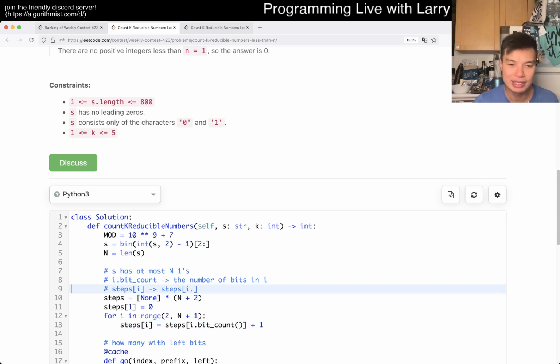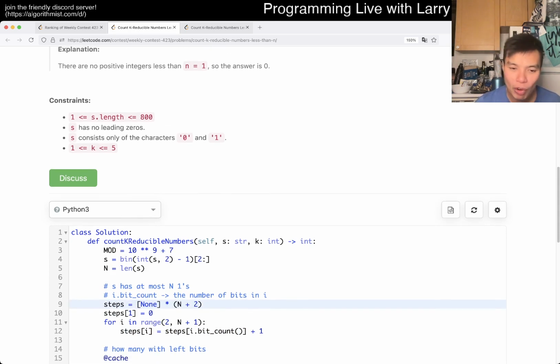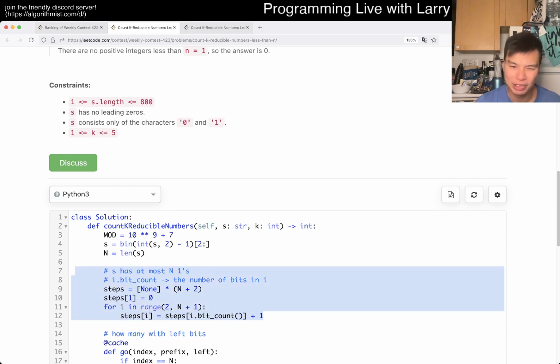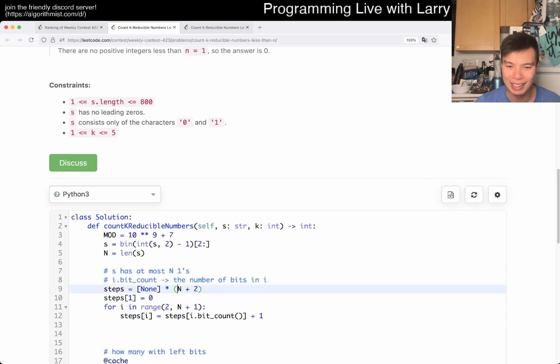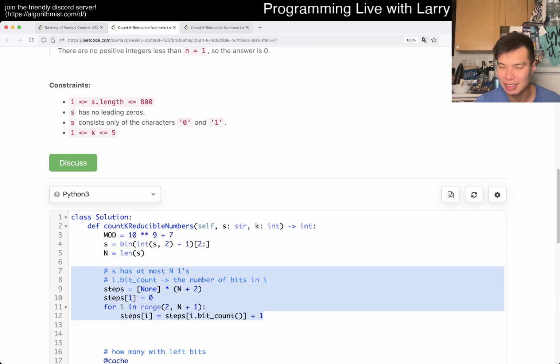But the idea here is, how many steps does it take to get to i.bit_count? So the next step is going from i to bit count. So you just do this from 1. And this is, I guess, dynamic programming. This is the same across all inputs, so you can pre-process this, but it's also not a big deal because n only goes up to 800. So an extra 800 operations isn't going to kill you usually.